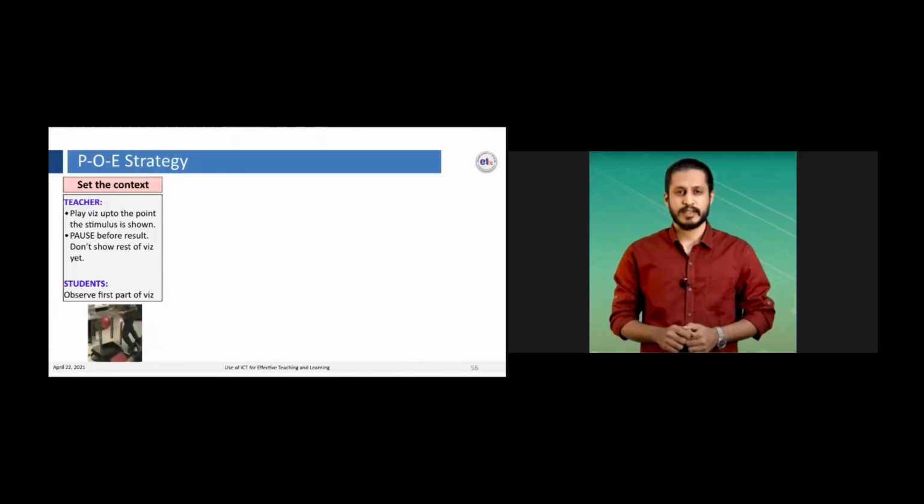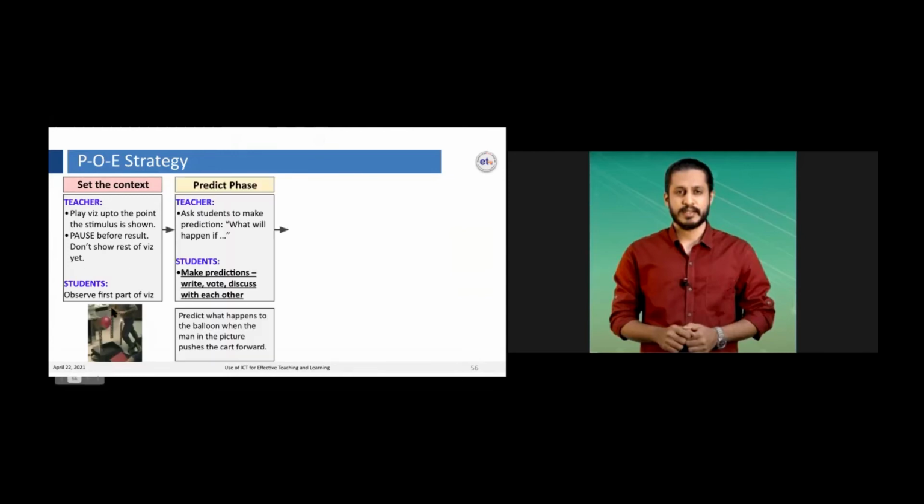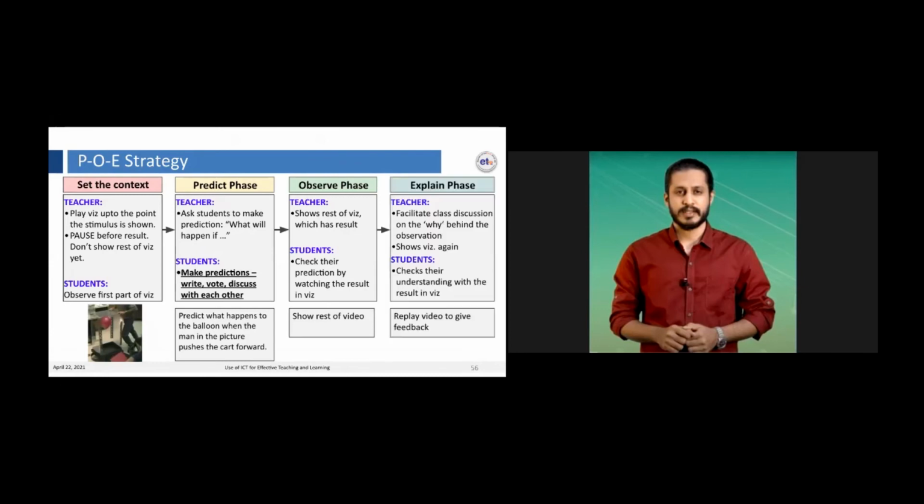So again, this is also based on a POE strategy. Here I set the context with a helium balloon. Then I asked you to predict what will happen to the balloon. Then I asked you to observe this video. So here you got to know your answers. Now we didn't do the explain phase over here. This can be done by the teacher.